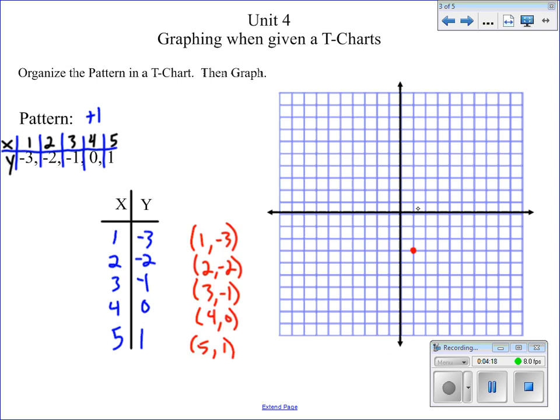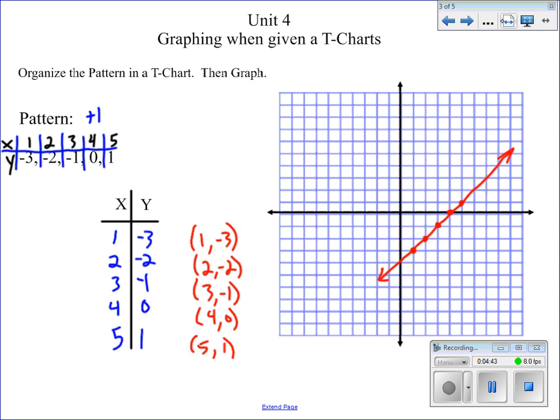2, -2, we're going to go over 2, down 2. 3, -1, we're going to go over 3, down 1. 4, 0, over 4, down 0. 5, 1, over 5, up 1. Again, we can connect the dots because it forms a straight line. We put our arrows on either end, and we're good.